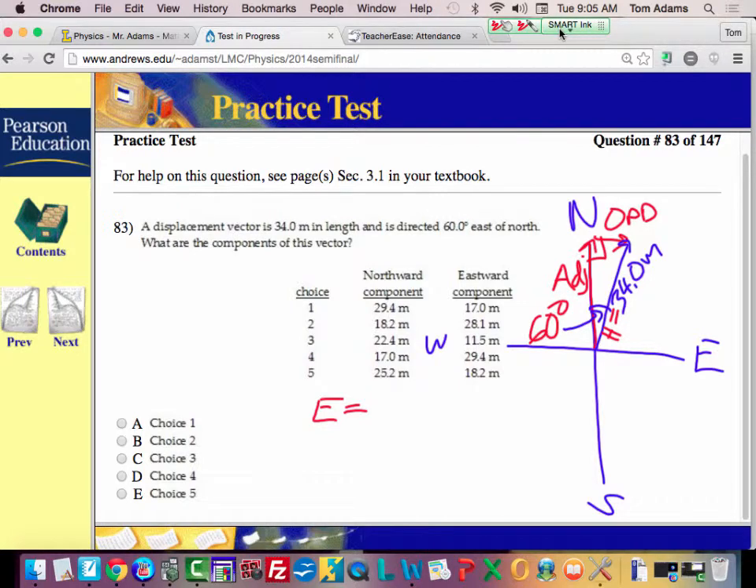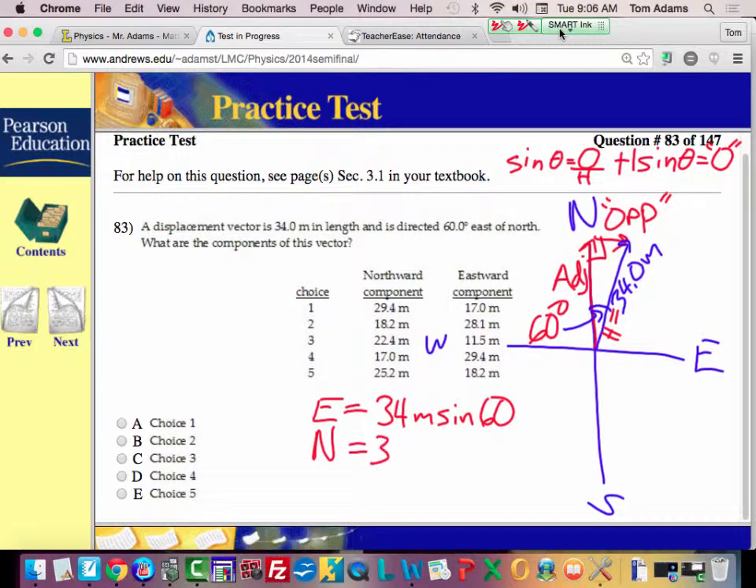let me remind you. So the opposite is sine. So sine of theta is equal to the opposite over the hypotenuse. But if you multiply both sides by h, you end up with h sine of theta is equal to the opposite. And that's what I want to know, because that's the east component, right? So I'm going to say 34. Oh, I see why I screwed that up. 34 meters times sine of 60. And now to do the north, I'm going to do the exact same thing, except it'll be cosine.